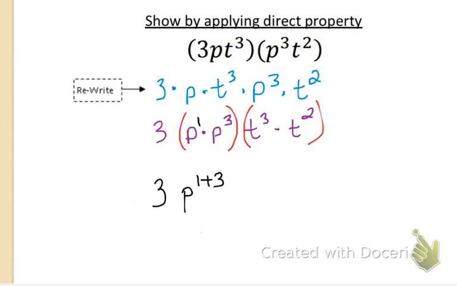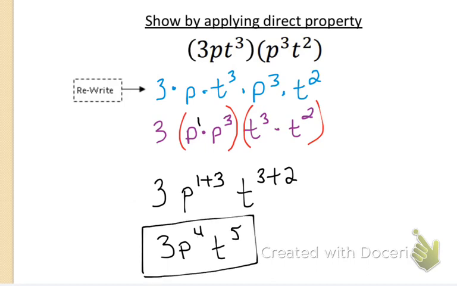So I'm going to go ahead and add the exponents for p. And the same thing for t. Same base, therefore, add the exponents. Now we can truly simplify our answer and say that 3 to the 4th and t to the 5th is the simplified version of this problem that we were given. Now, if you get confused, you can always expand it, but you'll see that this is the final answer that you get.